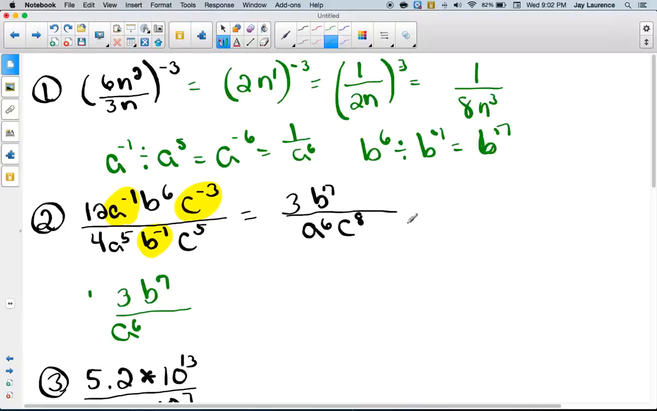Okay, finally, this one's going to behave very much like the a terms. It's going to be c to the negative third divided by c to the fifth. Subtracting the exponents gets me c to the negative eighth. That's going to cause me to take the reciprocal. I'm going to have a c to the eighth in the denominator. Yeah, same exact answer. Both ways are great.